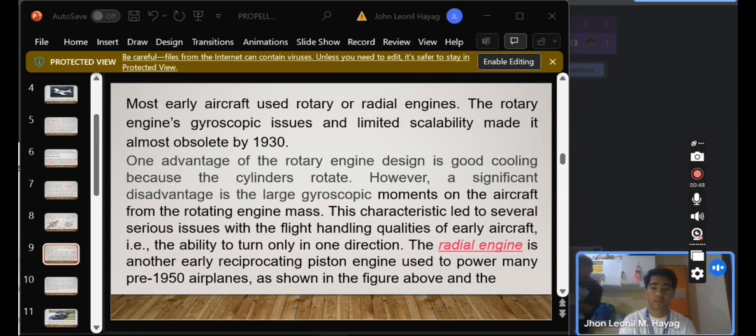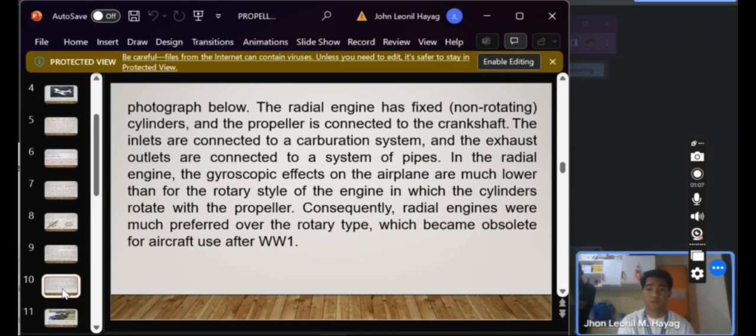The radial engine is another early reciprocating piston engine used to power many pre-1950 airplanes, as shown in the photograph below. The radial engine has fixed cylinders and the propeller is connected to the crankshaft. The inlets are connected to the carburation system and the exhaust outlets are connected to a system of pipes.